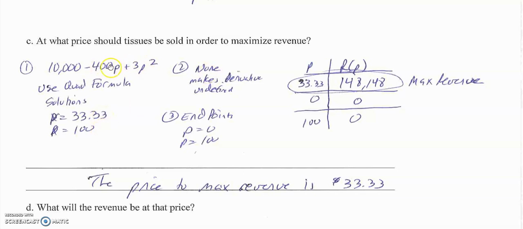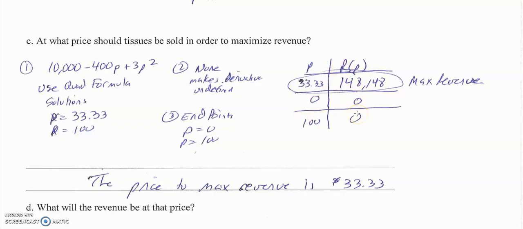The derivative, there's no place it's undefined for price, so there'll be no singular points, and endpoints were given at 0 and 100. So the 3 points we're going to look at is 33.33, 0, and 100. When you take 33.33 and plug it into the original revenue function, you get 148,148. 0 price into the revenue function, you get 0. 100 into the revenue function, you get 0.